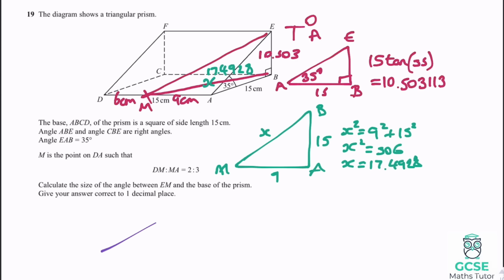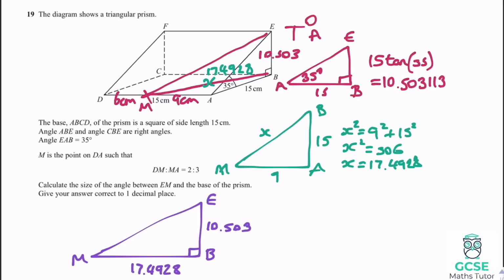And now I can almost finish this question off, because I've got that inside triangle that I've drawn in there. We've got this big triangle in the middle that's going through the open space, and that stretches from M up to the E and then down to the B, which is another right angled triangle, and we've worked out the height of that triangle is 10.503. We've just worked out using Pythagoras that the base is 17.4928. And then we can now work out this angle here, which I'll call x again, using SOHCAHTOA again.